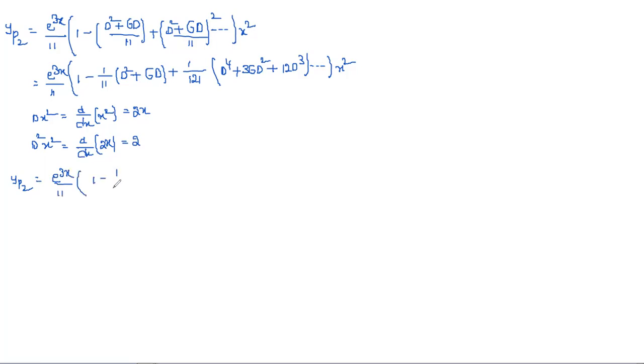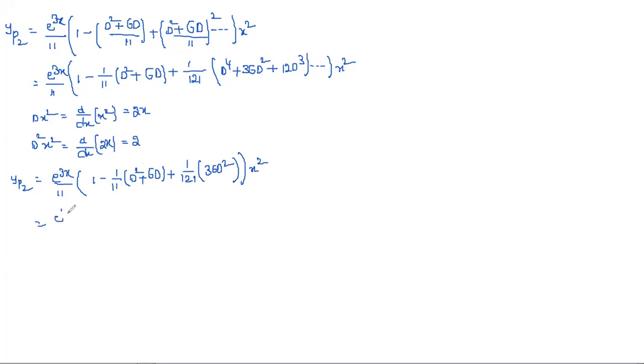So for this, we can take yp2 is equal to e power 3x by 11 into 1 minus 1 by 11 into D square plus 6D, plus 1 by 121 into... Is D power 4 required for us? No, not required, because obviously this is 0. And 36 D square is very much required. And D cube also is not required. So the whole thing into x square.